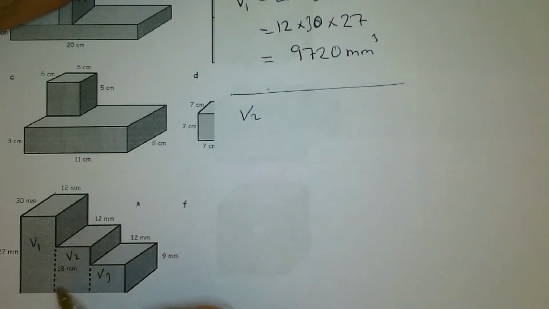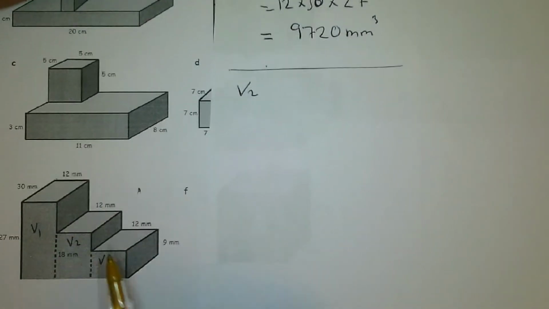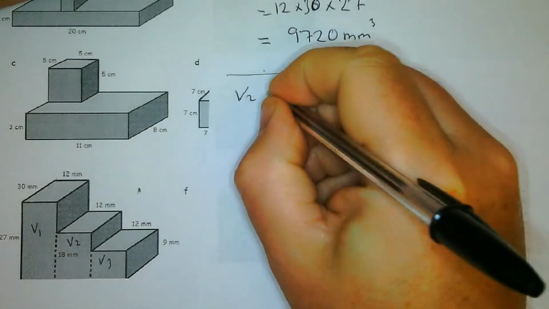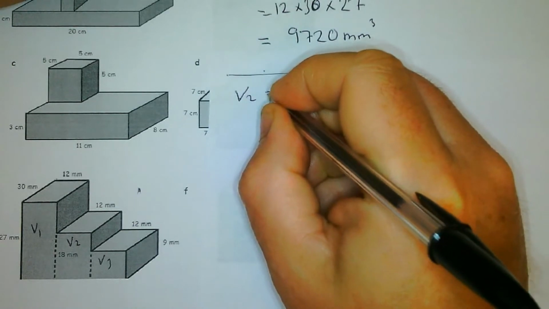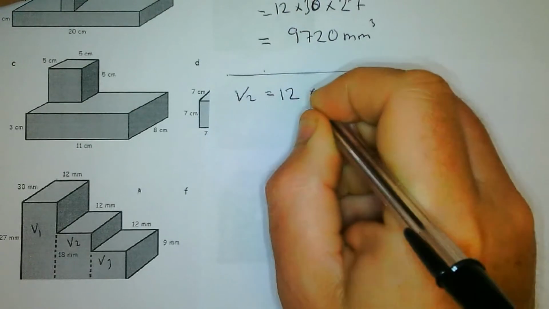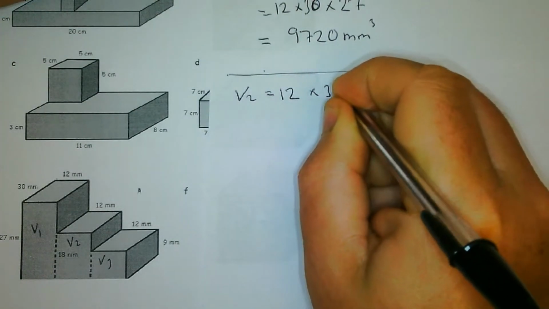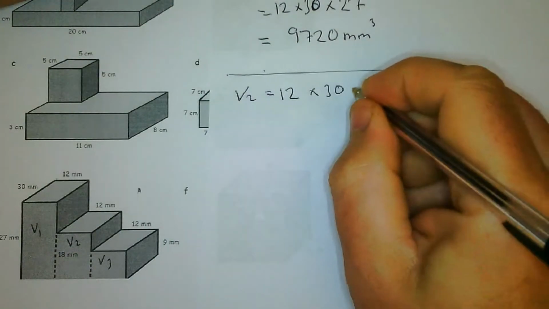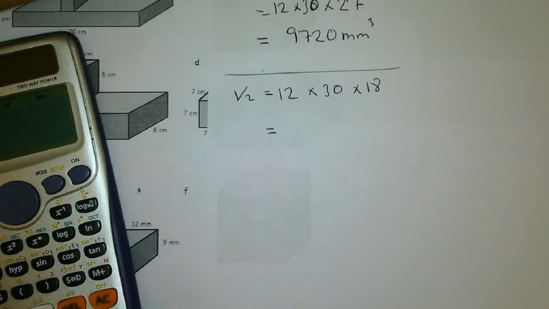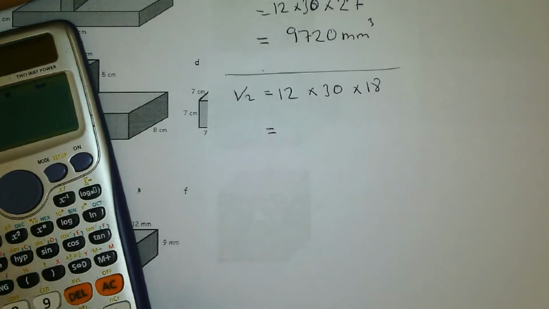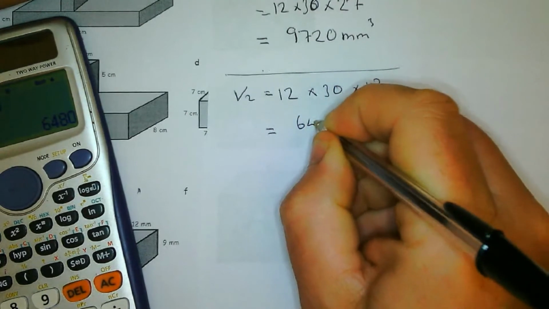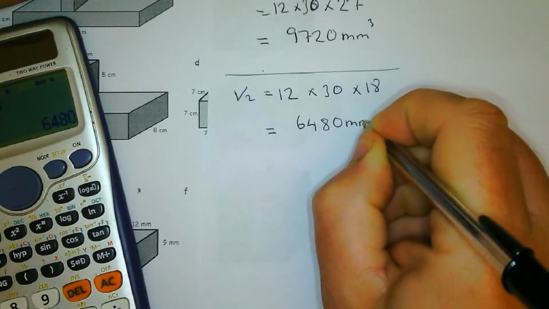So volume 2, same idea. You've got a height here of 18. This bit's 12, and that's still got to be 30. So my length is still 12. My breadth is still got to be 30. I think what's changing these is the height. Again, I just use my calculator. 6,480 millimeters cubed.